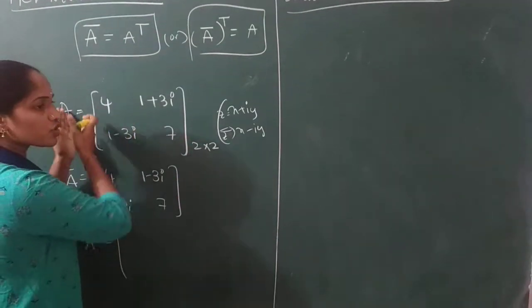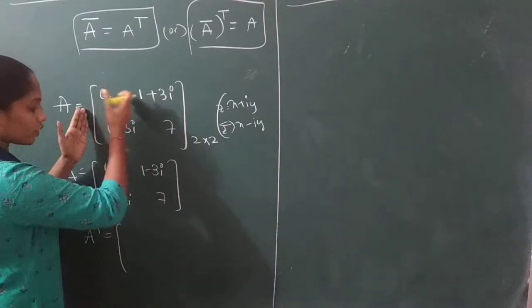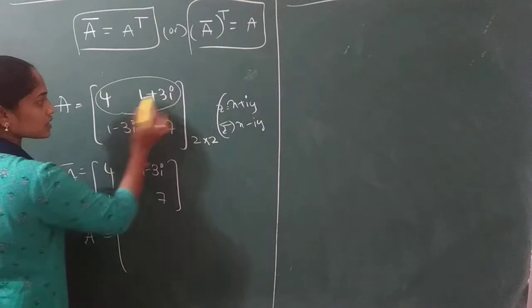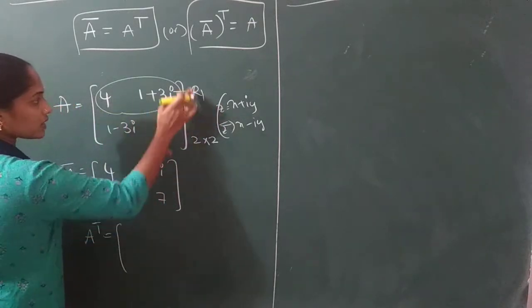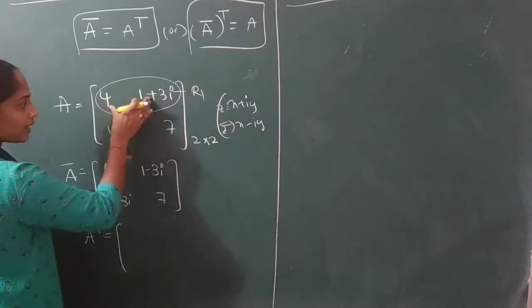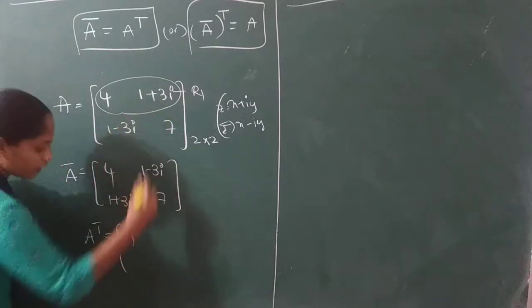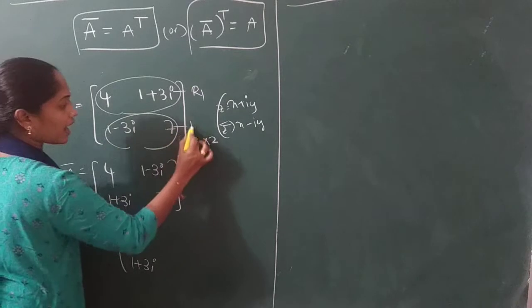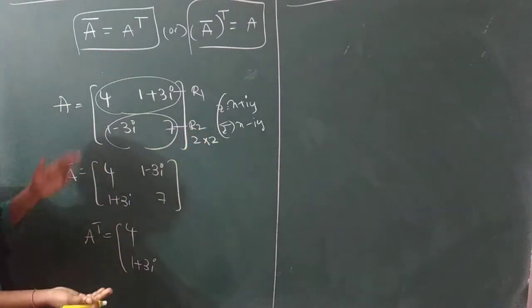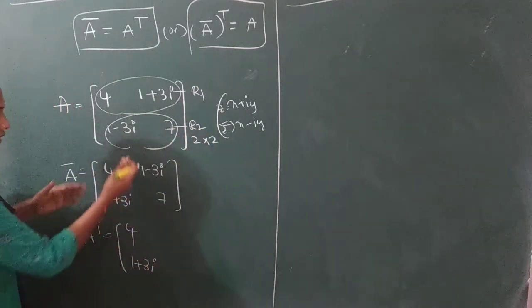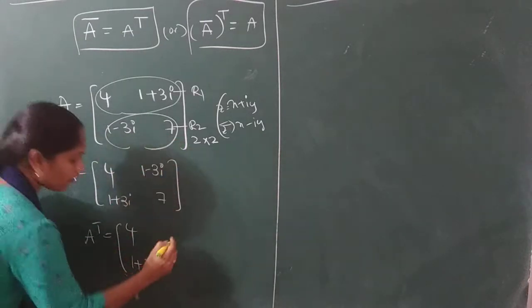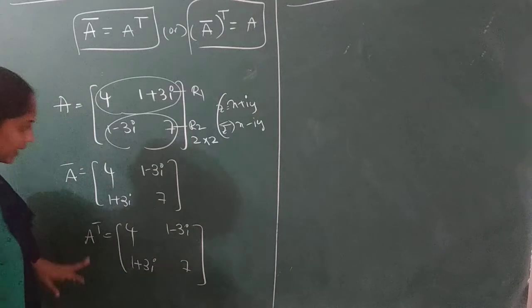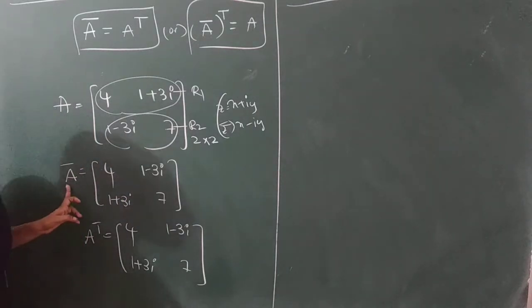A transpose means you change rows into columns or columns into rows. So now I am changing. This is your row R1. Now write this row as a column: 4 and 1 plus 3i. And this is your R2, which is interchanged to C1, that is 1 minus 3i and 7. So this is A transpose, and this is your A conjugate.